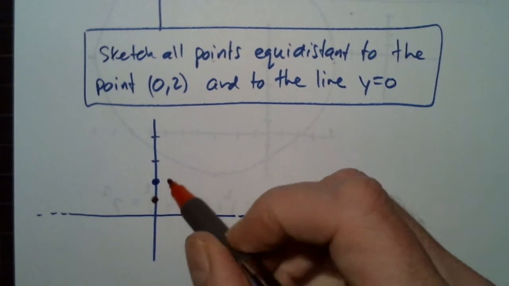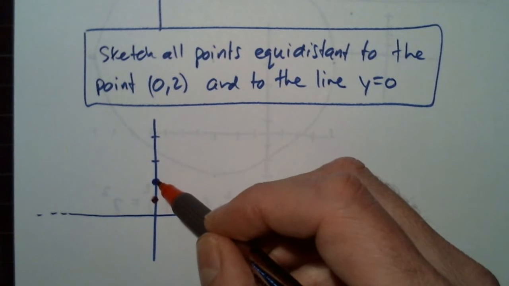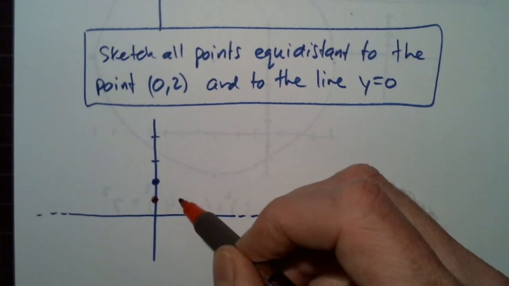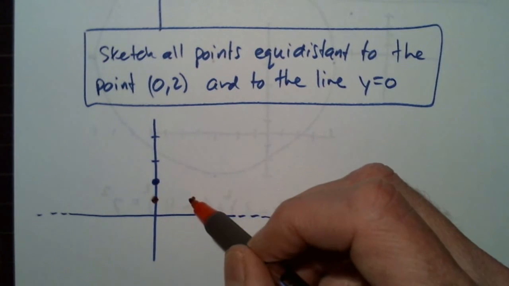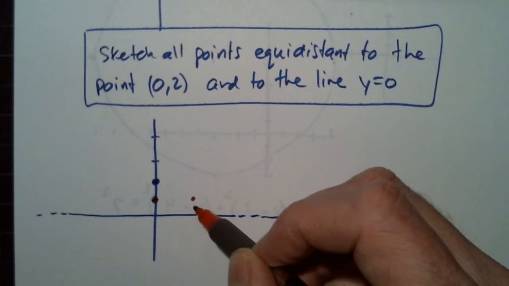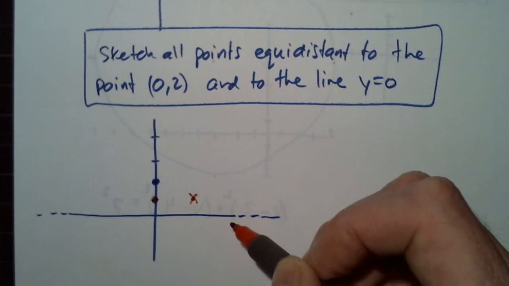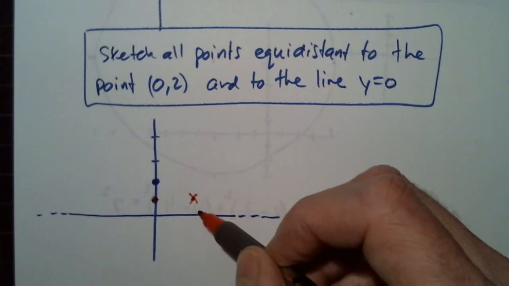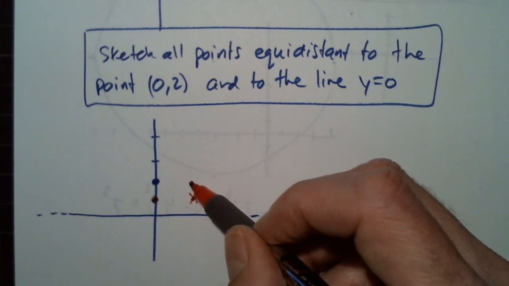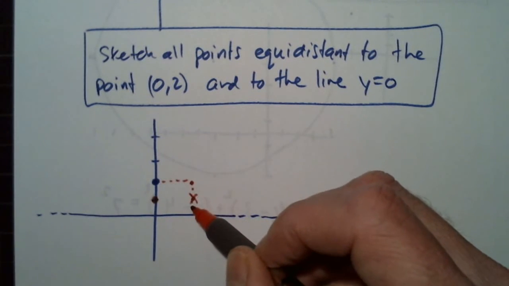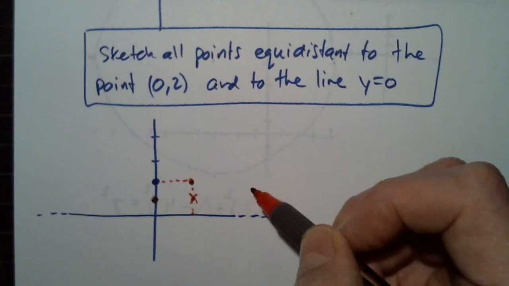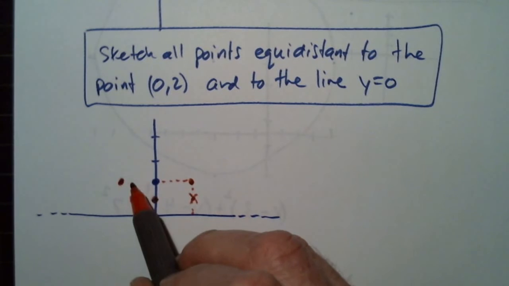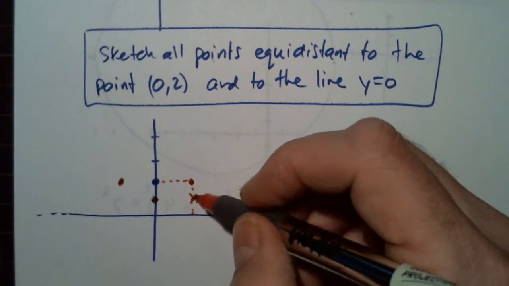So if we have a point right here, its distance to this point is 1, and the distance to the line is 1. As we move out, if we move right here, this distance is not equal to that distance, so that's not one of the points that we want. We're going to estimate, trying to make this distance equal to that distance. And it looks like it's approximately the same. If we have a point over there, then we would have a point on the other side where those distances are equal.